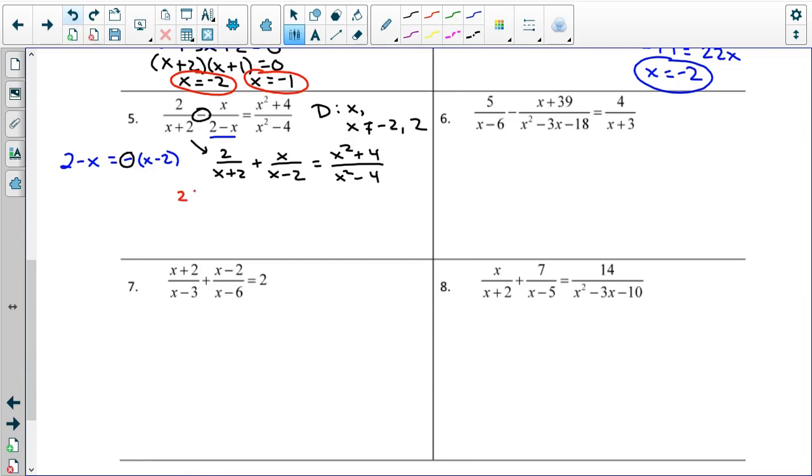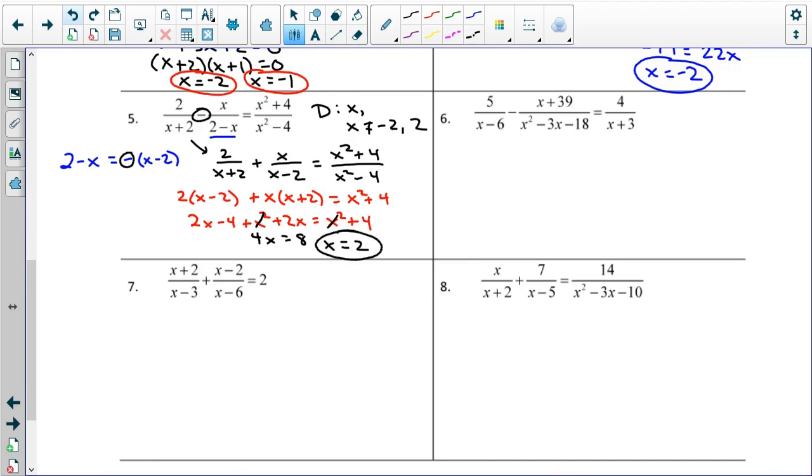So now I'm going to figure out what's missing. What's missing from the first term is an x minus 2, or what's missing from the denominator is an x minus 2. So I'll multiply that by the numerator. Plus x times x plus 2 equals x squared plus 4, sorry. So now I have 2x minus 4 plus x squared plus 2x equals x squared plus 4. And now I'm going to simplify things. So the x squareds end up going away. I end up with 4x equals 8 and x equals 2.